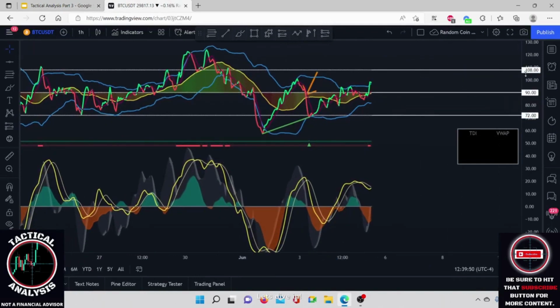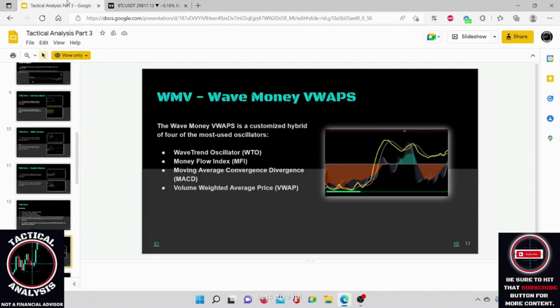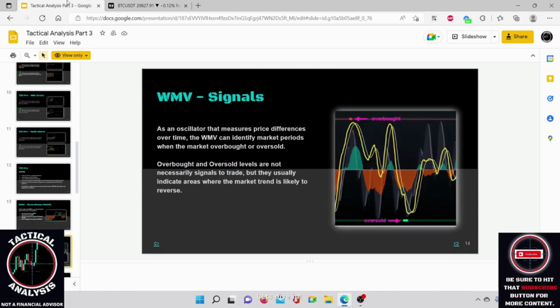The bottom portion of the part 3, which you see down here, is the WMV, or the Wave Money VWAPs. It's a customized hybrid of four of the most used oscillators: the wave trend, the money flow, the MACD, and the VWAP. You've heard of most, if not all, of those indicators. An oscillator simply measures the price difference over time. The WMV can identify market periods when the market is overbought or oversold. More confluence: buying exhaustion, selling exhaustion, overbought, oversold. We start to add all these things in together.